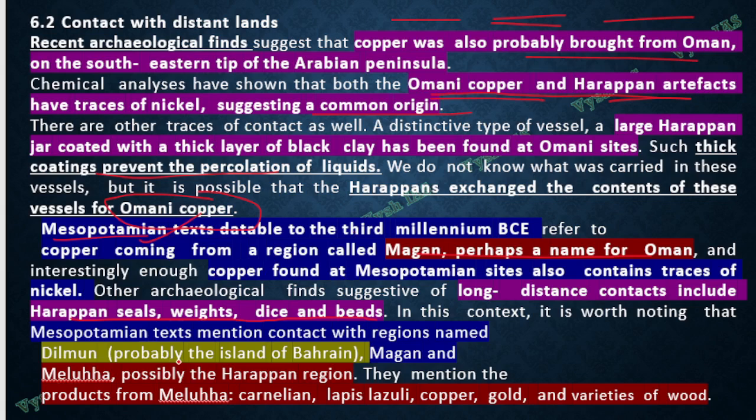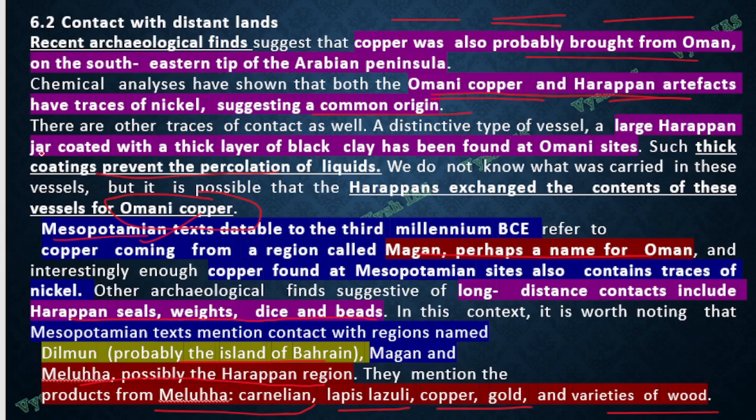Dilmun is probably the island of Bahrain, and then Meluha is possibly the Harappan region, and in Meluha, I told you, carnelian is there. Then lapis lazuli we get from the Afghanistan area, and copper, gold and varieties of wood also we get from different alluvial plains. So these kinds of points, whichever I have highlighted and colored, are the most important things for your exam.